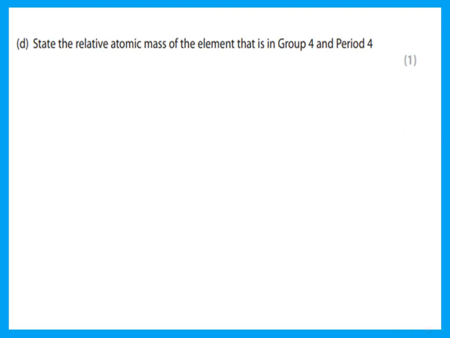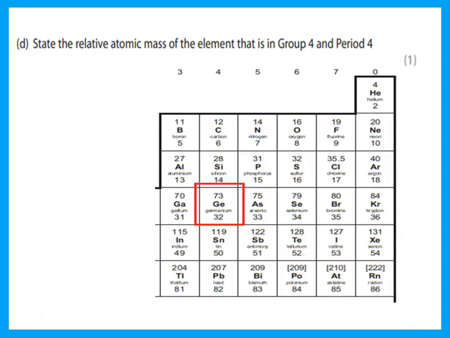State the relative atomic mass of the element that is in group 4, period 4. So you look again at the periodic table. Where is group 4? That's the one that has 4 written at the top. So group 4 and period 4 is germanium. He's looking for the relative atomic mass. Again, remember the atomic mass is the bigger number, so it is 73.